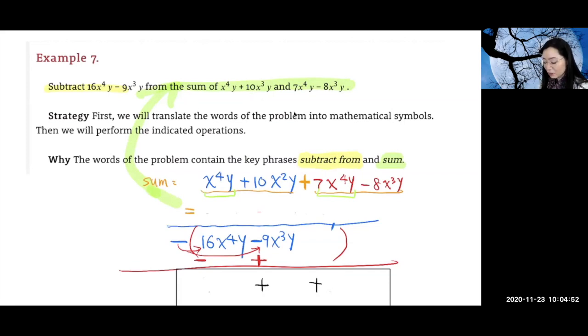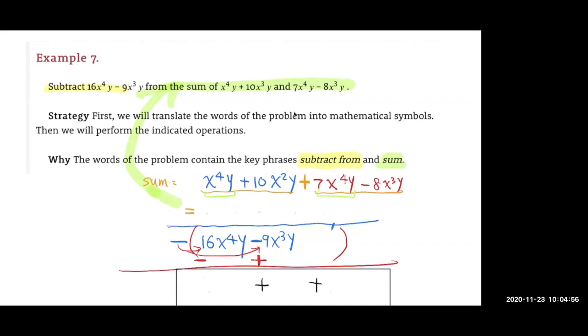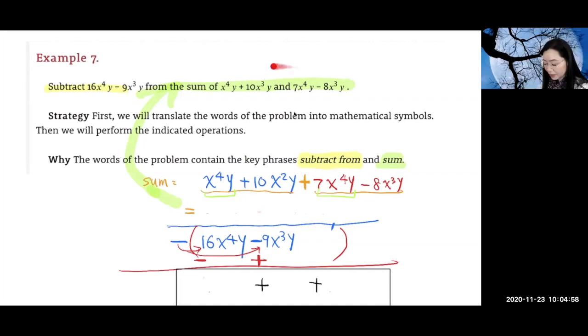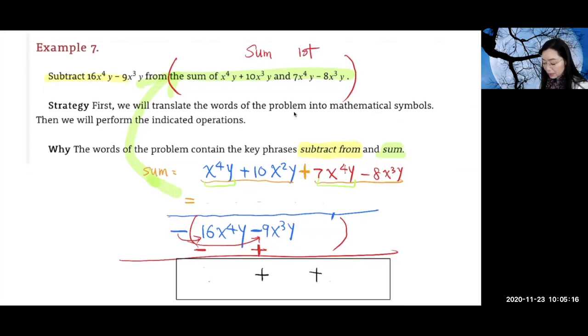So we're going to subtract this from the sum of these two. We're going to sum this up first. So that's the sum, we do the sum first, and then later on we're going to subtract this from the sum. So you add these two.